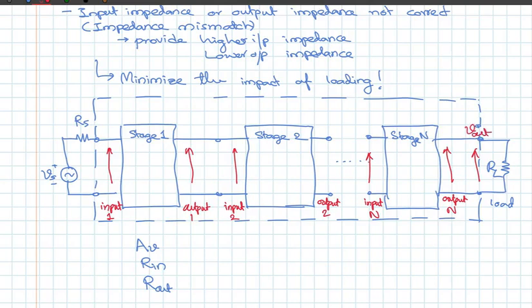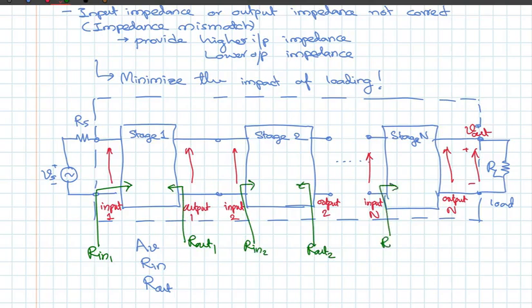Vout is that. Okay, so therefore you see each stage acts on the next stage, and each stage has its own input and output impedances. So this may have an input impedance R in 1 and an output impedance of R out 1. This R in 2, R out 2. Likewise, this will be R in N, R out N. So for the first stage, you may have a voltage gain of AV1. For the second stage, we may have AV2. Likewise, you may have AVN for the nth stage.